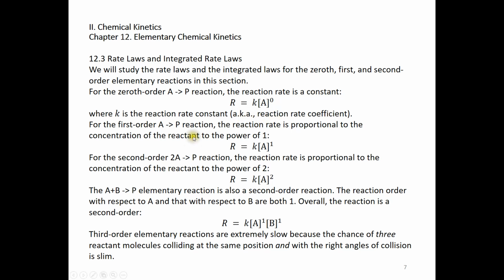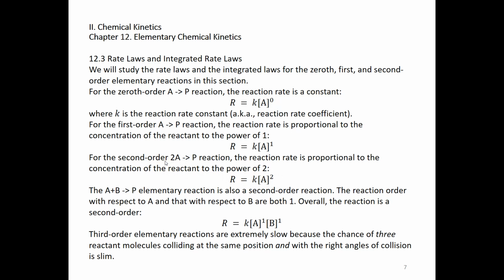For the first order reaction, the reaction rate is proportional to the concentration of the reactant to the power of 1. So from A to P, if it's a first order reaction, R is k times [A] to the power of 1. Now if we have 2A to P, if it's second order, then the reaction rate is proportional to the concentration of the reactant to the power of 2. The reaction rate is the rate constant k times [A] to the power of 2, and thus second order.